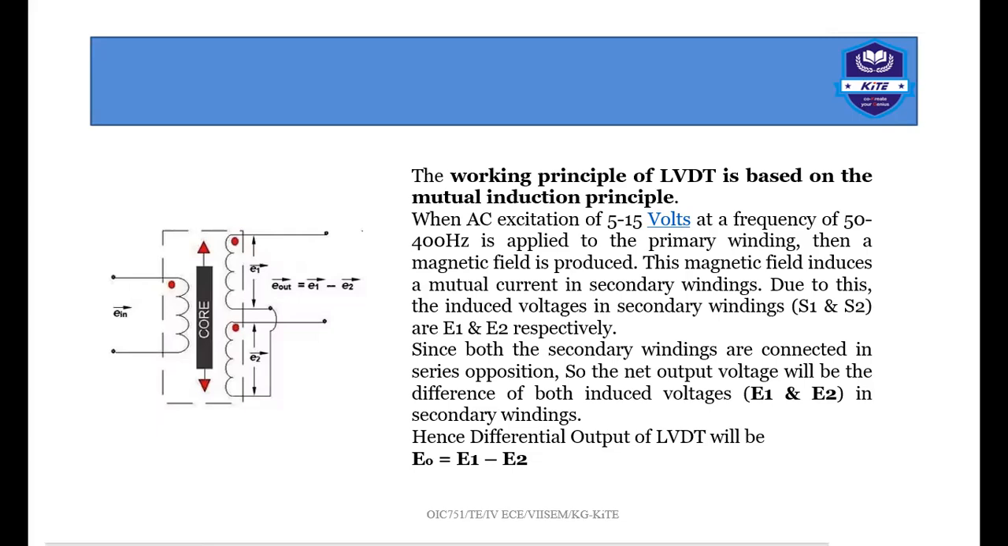So the net output will be the difference of both induced voltages, that is E1 and E2, in the secondary winding. Hence, what could be the differential output of the LVDT? That output is represented here as E naught, and the difference between those two, E1 and E2, is the differential output of the LVDT. Yes, E naught is equal to E1 minus E2.